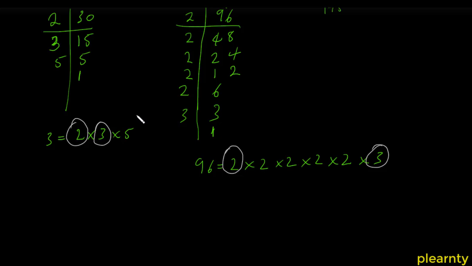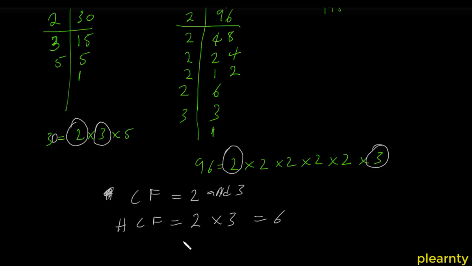So what are the common factors of 30 and 96? The common prime factors are 2 and 3. So the highest common factor would be what? 2 times 3. So it will give us 6. So the highest common factor in this case is 6. Let's take one more example.